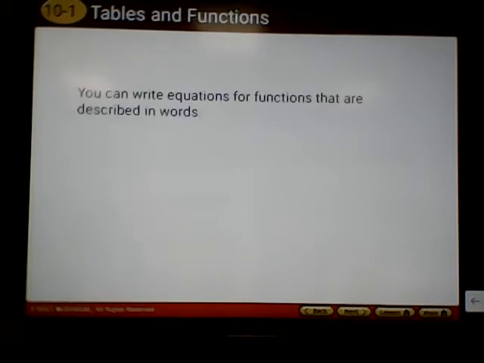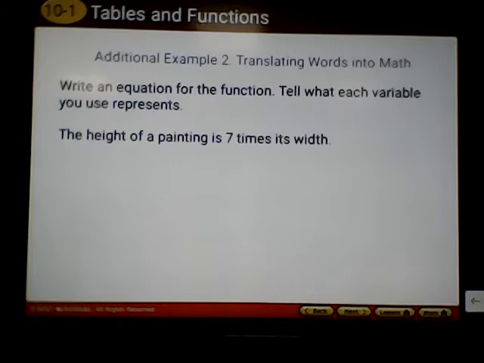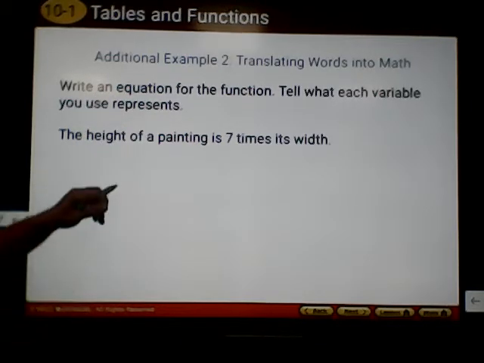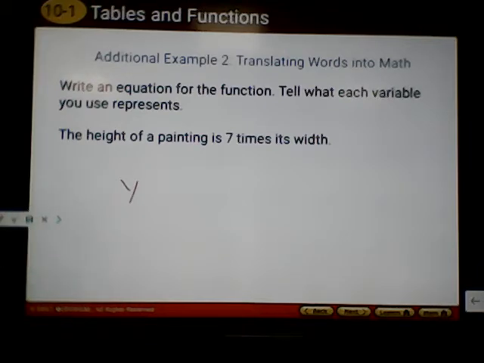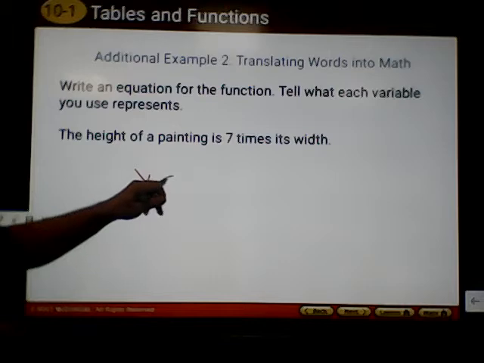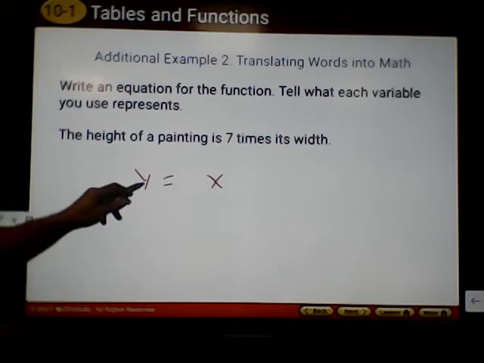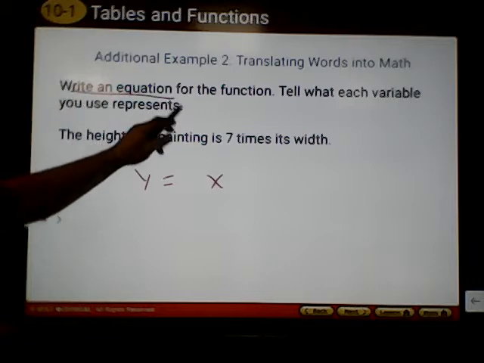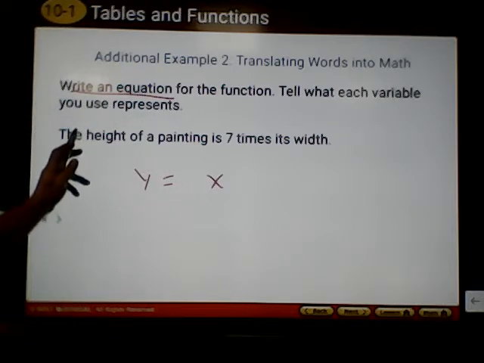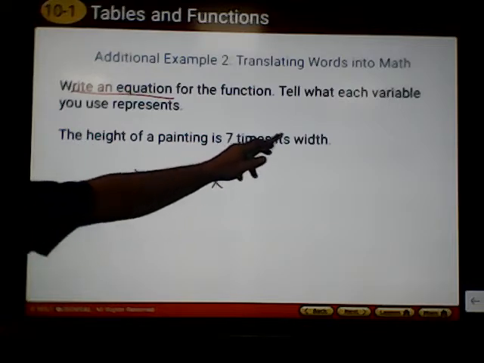Now you can write equations for functions that are described in word form. This is a little bit easier. So they want you to write the equation. The equation is always going to start with either y or whatever letter you want. You can use y and x every time, or you can use different letters. But you're going to have 2 letters in your equation. The equation has 2 letters for the function. So the equation is: height of a painting is 7 times its width.